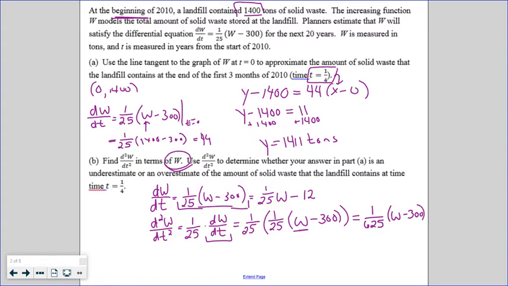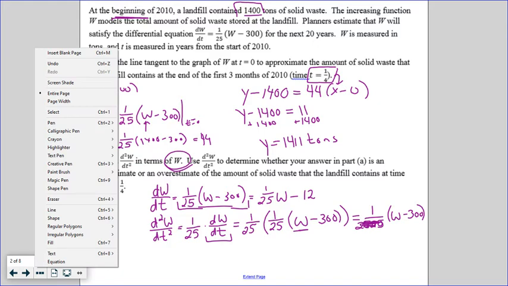Oh, not 625. How about 2500? Let's see here. Where's my eraser?